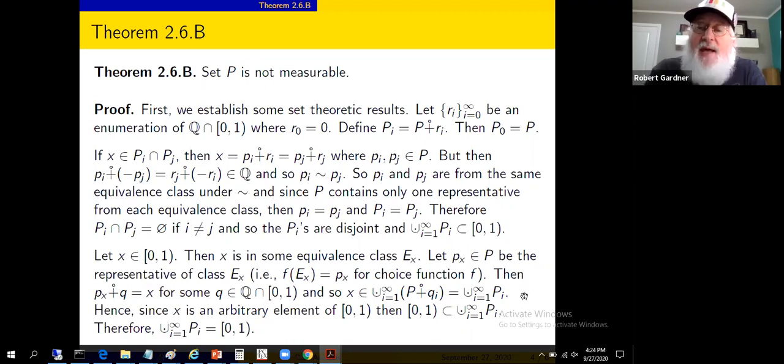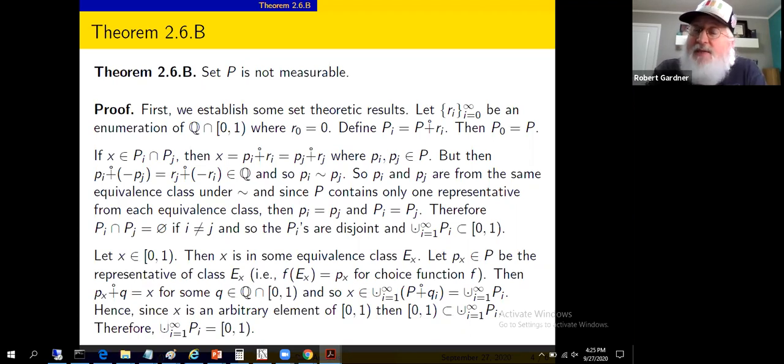So that gives us x as an element of the union. It was an arbitrary element of the interval 0, 1. So we must have equality. We must have that the union of the P sub i's equals the interval 0, 1. Okay, some weird mod 1 arithmetic stuff and just some set theoretic arguments. Here's the big picture. We've taken the interval 0, 1, broke it into a countable disjoint collection of pieces, P sub i.